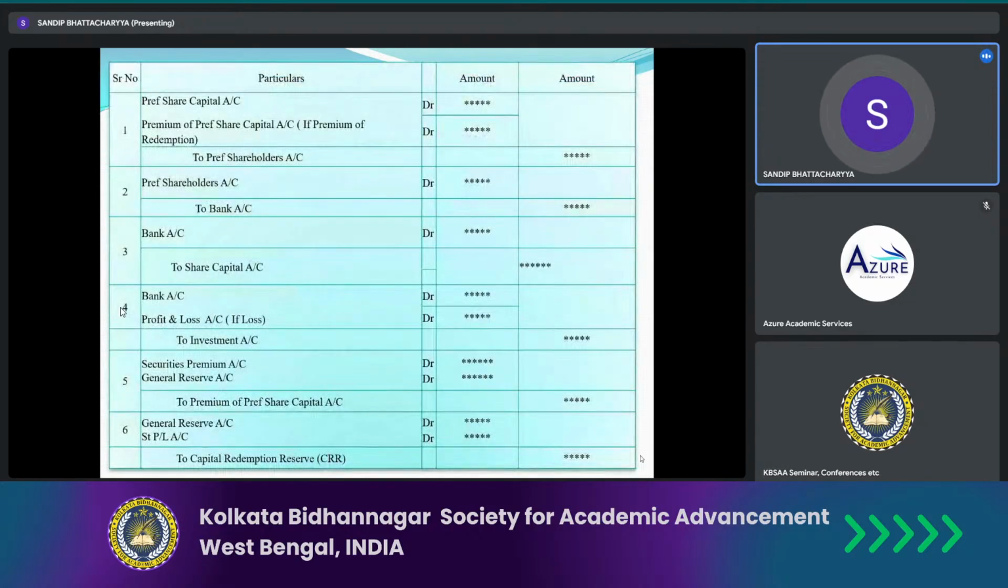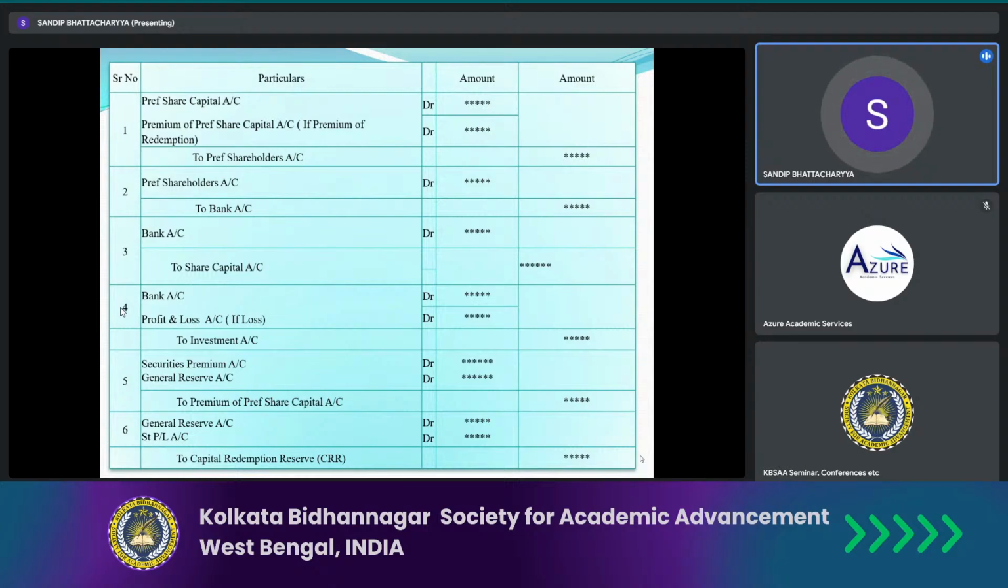So you see that these are the journal entries. Just mention the accounting treatment from my previous slides: the creation of CRR, that is the capital redemption reserve, the journal entry you must pass, and the various types of legal compliances and financial implications. So these are the journal entries.